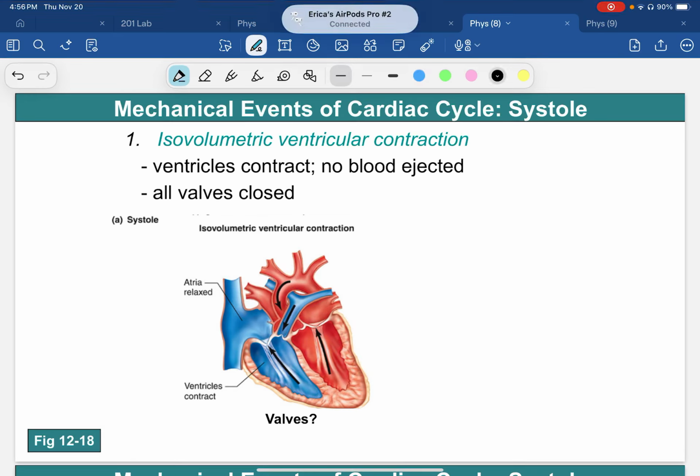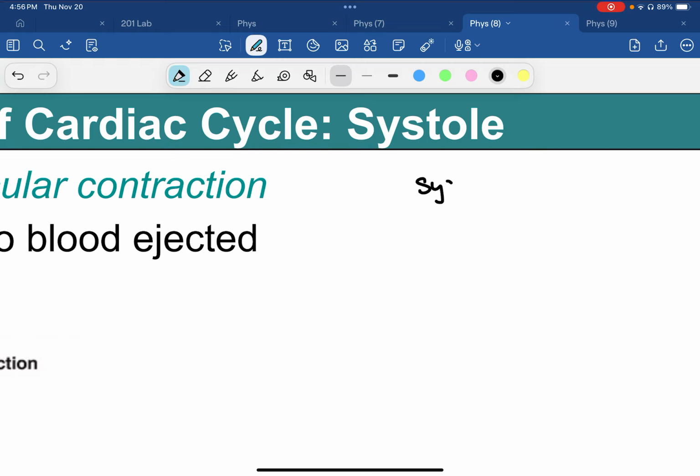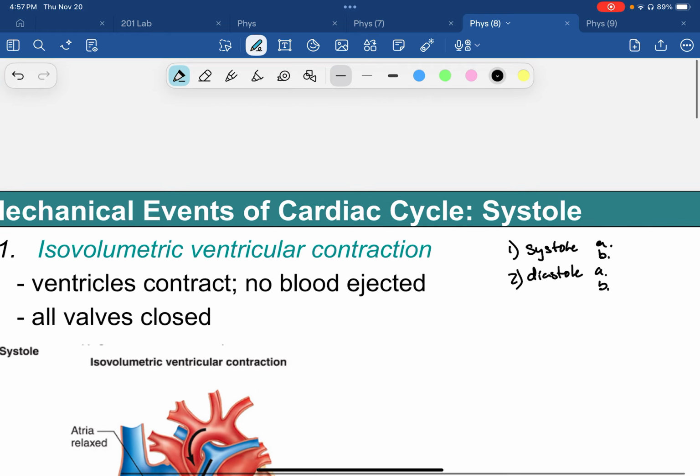Okay, so today we're going to be talking about the mechanical events of the cardiac cycle. There are two broad stages, systole and diastole. These are the two categories, and then there's basically part A and B for both of these. So we'll go over the first one.